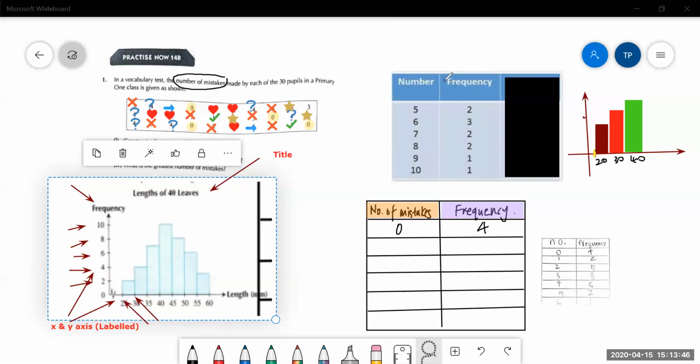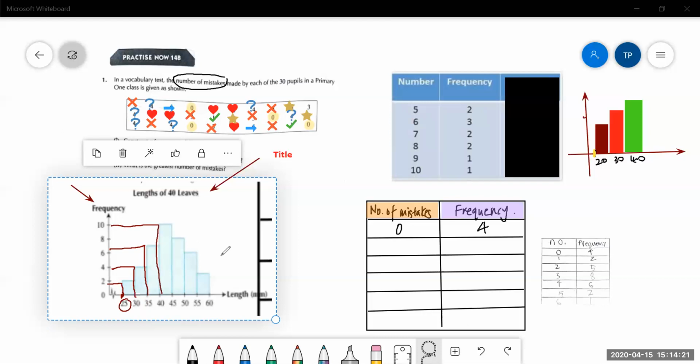Okay, actually to me both are fine, but it depends on your school's requirement. If you want to label at the corner of the block, like what is stated here, just be careful. This 25 is referring to frequency 2. This 30 is referring to frequency 4. 35 is referring to frequency 7. 40 is referring to frequency 10, so on and so forth.